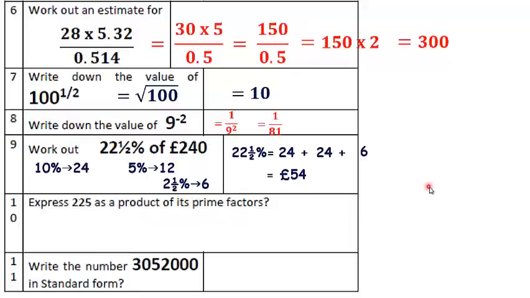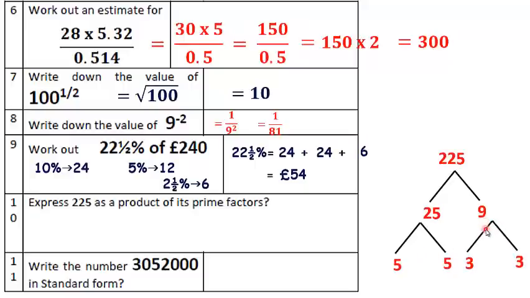Well, I'm going to do a factor tree here. 225, if I split it up, there are loads of ways you could split it up, but I'm going to split it up as 25 and 9. 9 lots of 25 make 225. Right? I'm going to split the 25 up into 5 and 5, and those two are prime, and I'm going to split the 9 up into 3 and 3, and those two are prime as well.